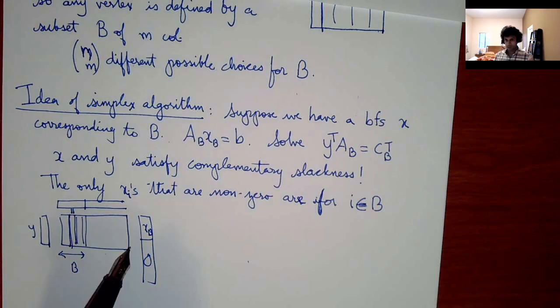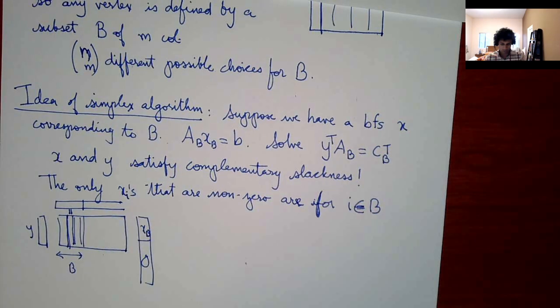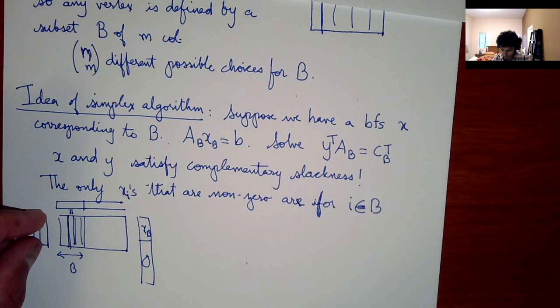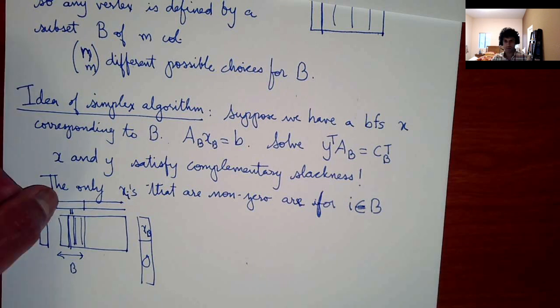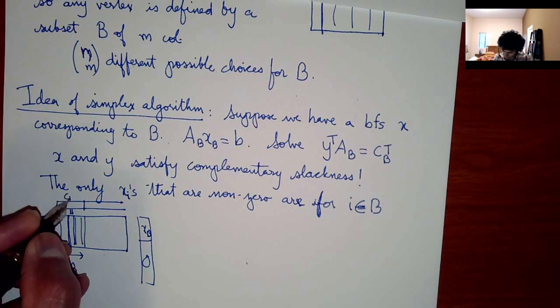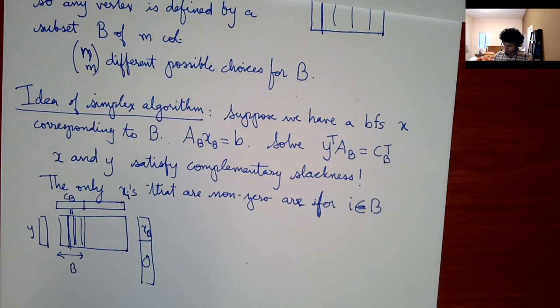Does this make sense? So please ask me any questions. Is this clear why this satisfies complementary slackness? Because I basically cooked up my y. My y transpose A_B is just saying y times each of these columns should be equal to the c_B that's over here. Questions, please. This is a very important point. So if something is unclear here, please ask me to explain.